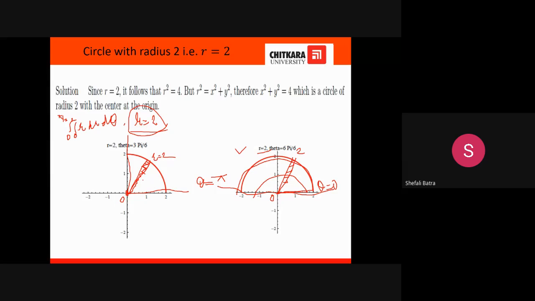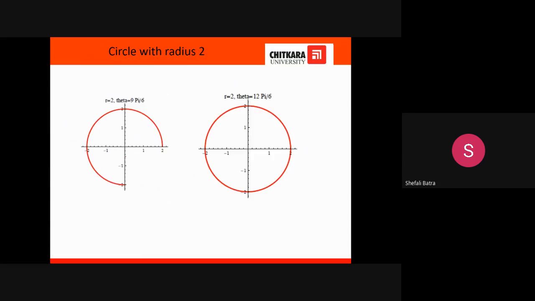In this first quadrant, the limit of theta is 0 to 90 degrees, that is pi by 2, right? Similarly, if it comes like this, then you start from 0 to 3 pi by 2, right? And for this complete circle, 0 to 2 pi. 0 to 90, 180, 270 and 360. So if you are considering this whole circle, then the theta limit would be 0 to 2 pi.